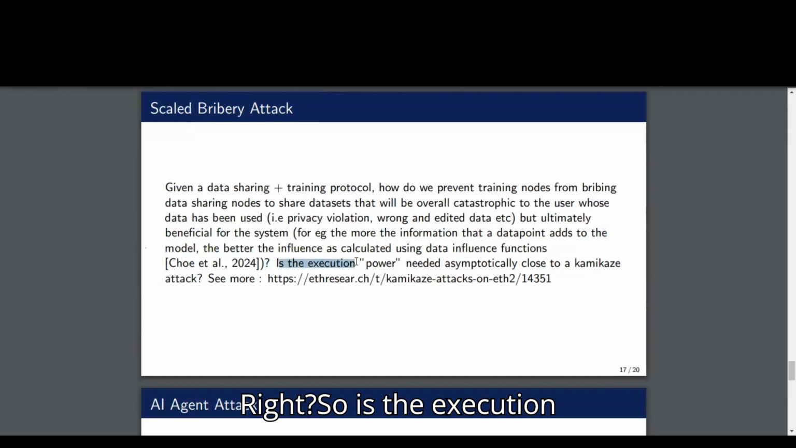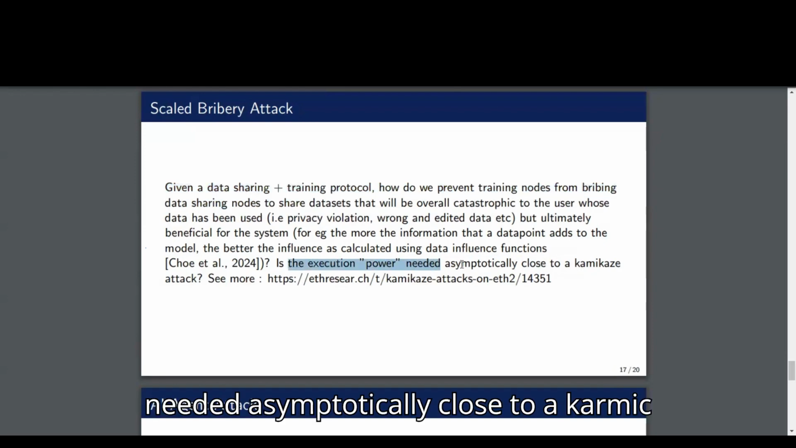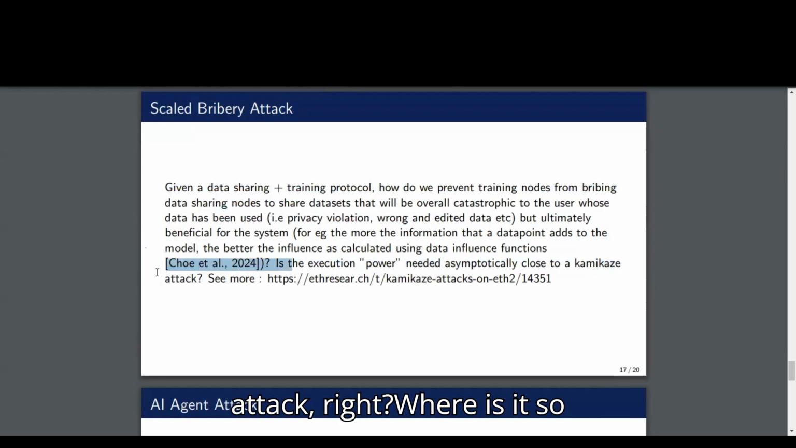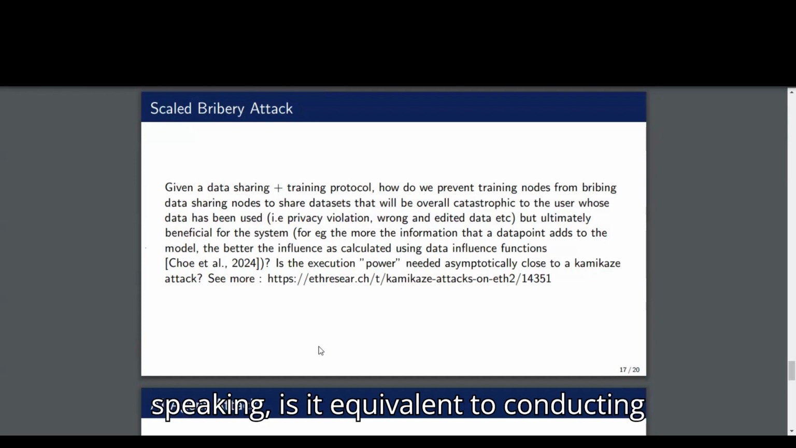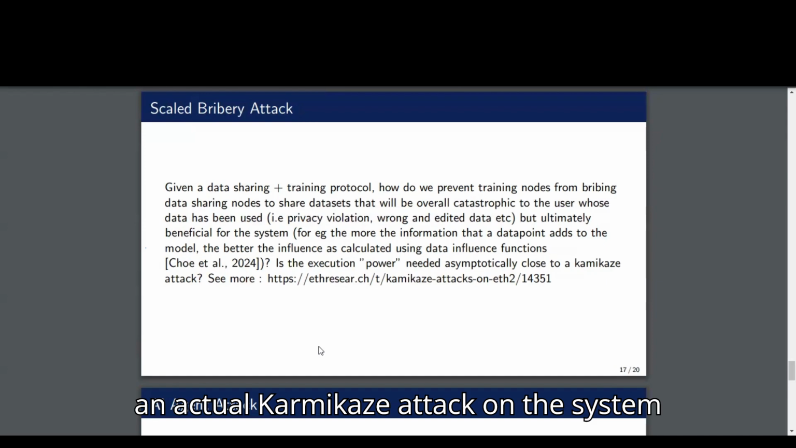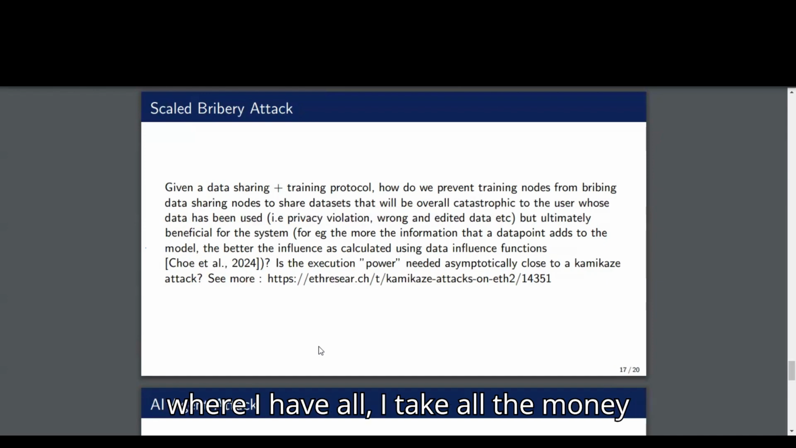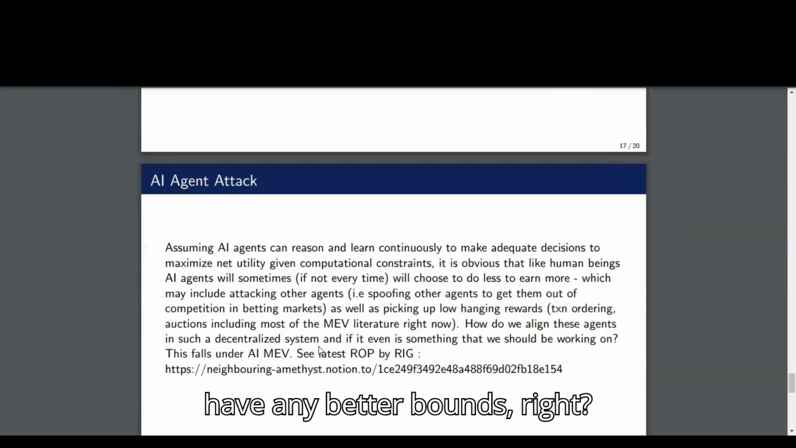So, in order to solve this problem, is the execution power needed asymptotically close to a kamikaze attack, right? Where, in order to actually implement this attack, is it, intuitively speaking, equivalent to conducting an actual kamikaze attack on the system, where I take all the money and essentially have to destroy the consensus, have enough economic power to destroy the consensus and have a majority lead in the system itself? Is it asymptotically close to that, or do we have any better bounds, right?